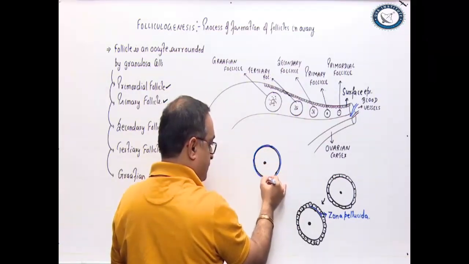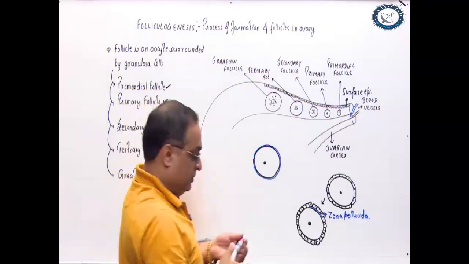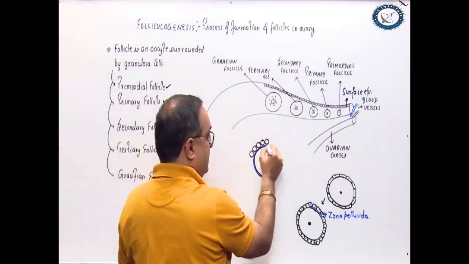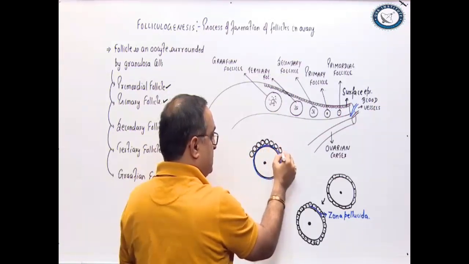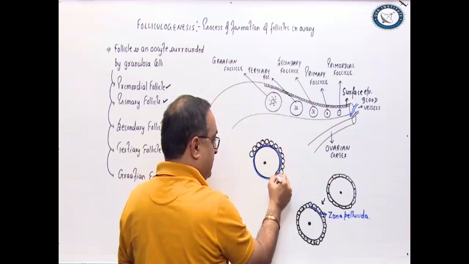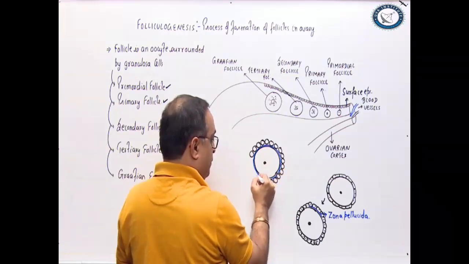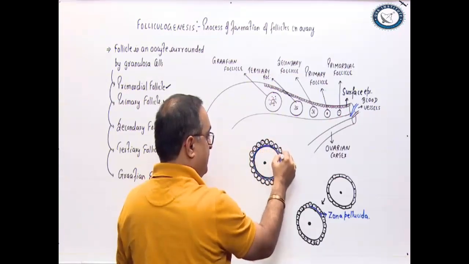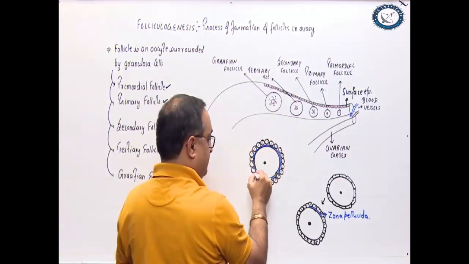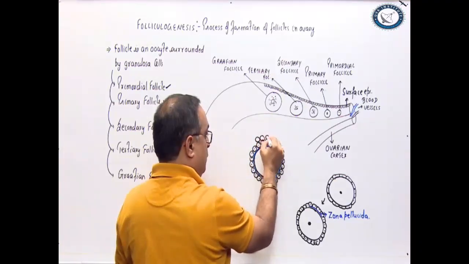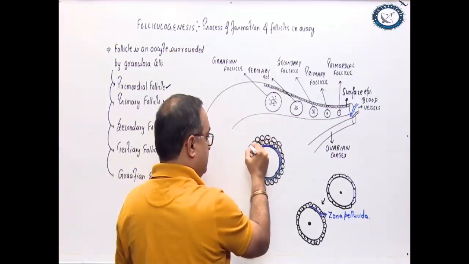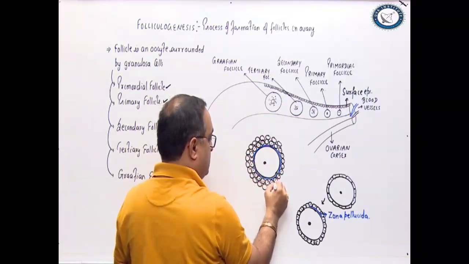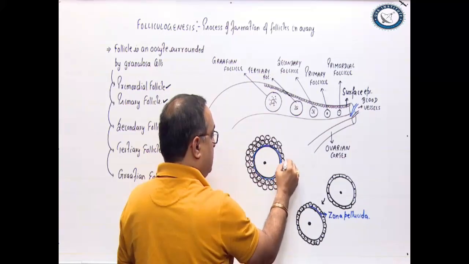Formation of ZP completed. These cells are now called granulosa cells. The granulosa cells multiply, they increase in number, overall size of the follicle increases. Let's draw some more layers of granulosa cells, and overall this structure is secondary follicle.